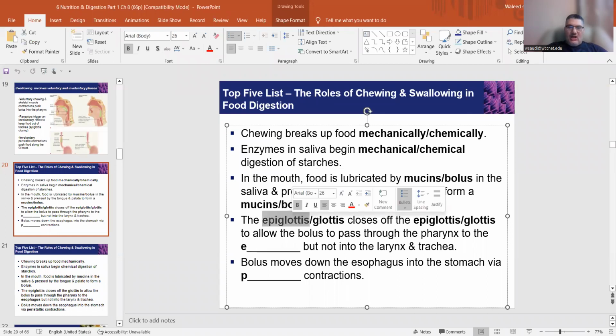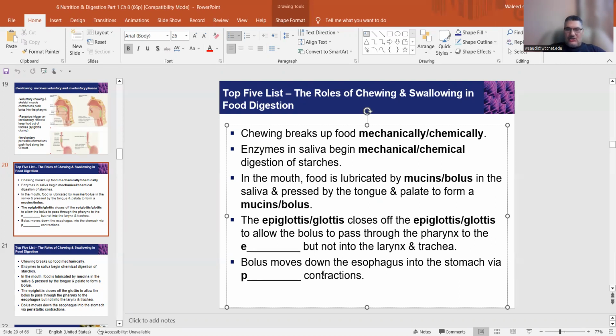Which one of those, epiglottis or glottis, closes the entrance to the larynx and trachea, which is the respiratory system? Is it the epiglottis or the glottis? Epiglottis. The epiglottis blocks the entrance to the glottis. The bolus moves down the esophagus into the stomach.